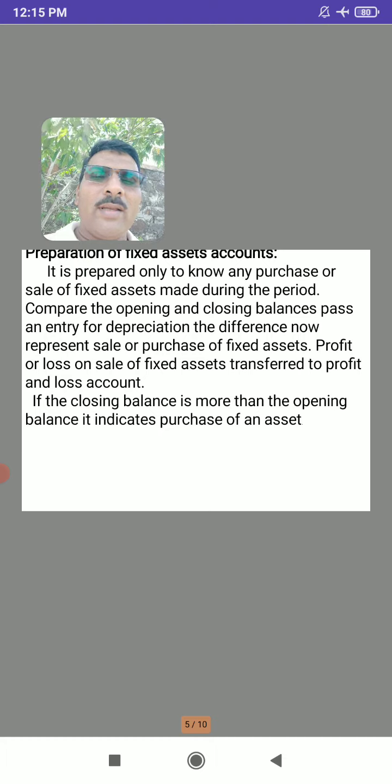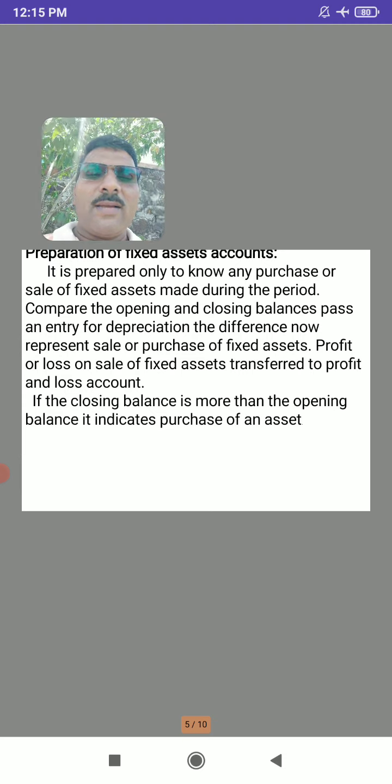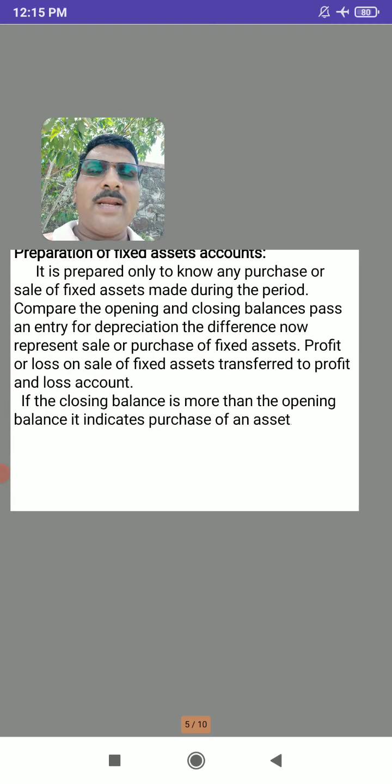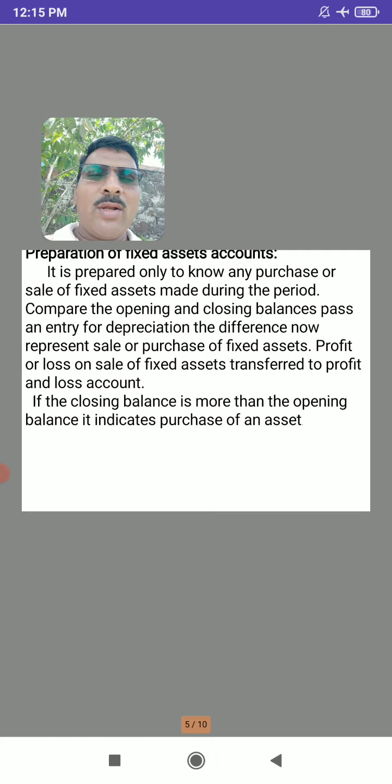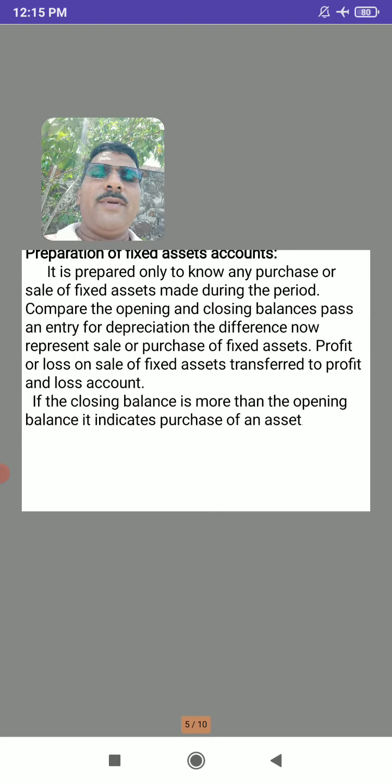So if the closing balance of the asset is more than the opening balance, it indicates that a purchase has been made. Therefore, to know whether assets were purchased or sold during a particular period of time, we have to prepare the fixed asset account.